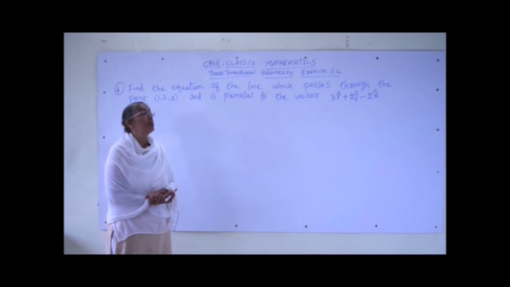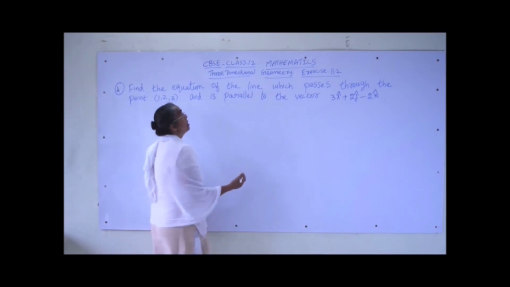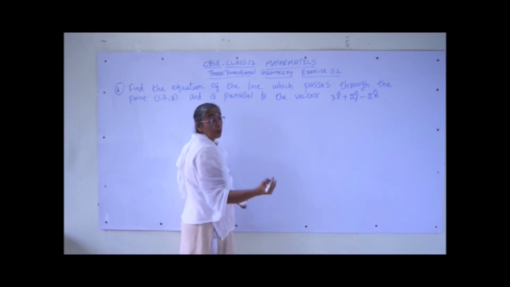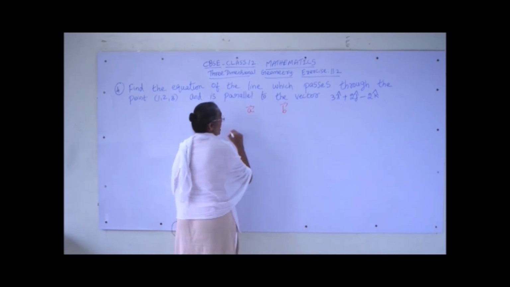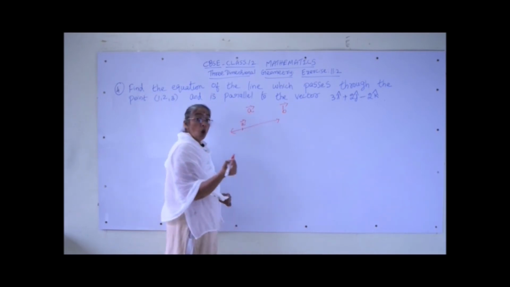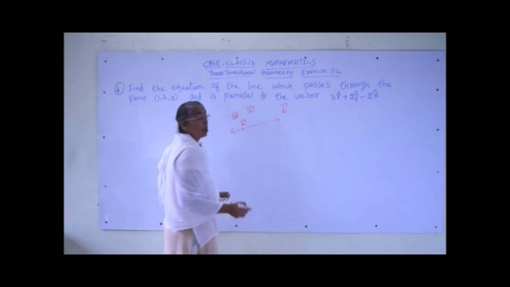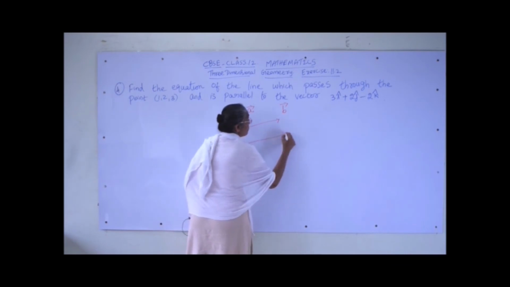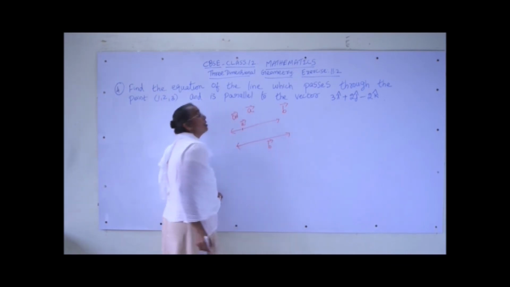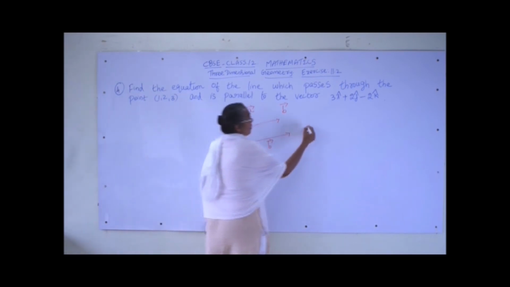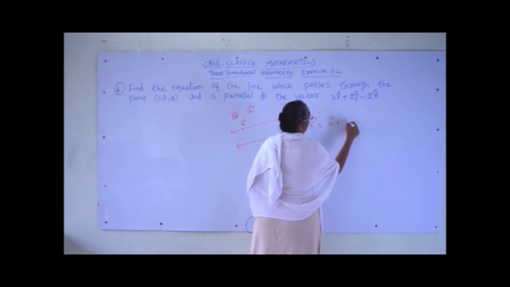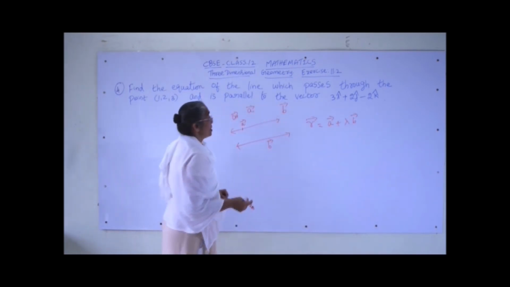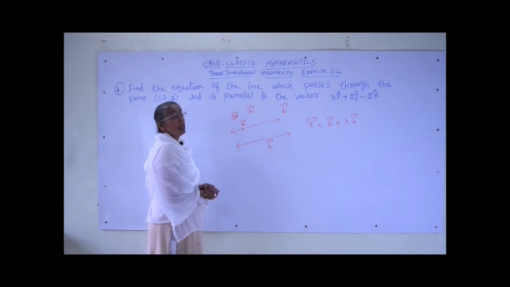So, let us recollect the formula of the equation of a straight line passing through the point whose position vector is A vector and parallel to the vector B. The straight line is passing through the point A whose position vector is small a vector, or we can say OA vector, and this is parallel to the vector B. Then the formula: the vector equation is R vector is equal to A vector plus lambda into B vector. Lambda is a parameter.